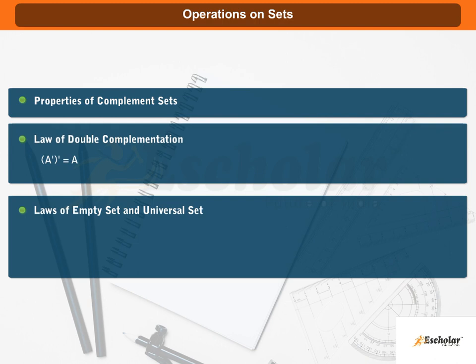Laws of empty set and universal set. Phi complement is equal to U. U complement is equal to phi.